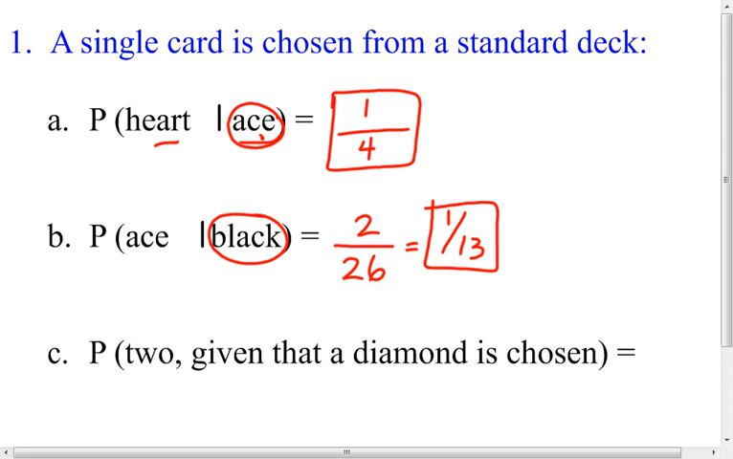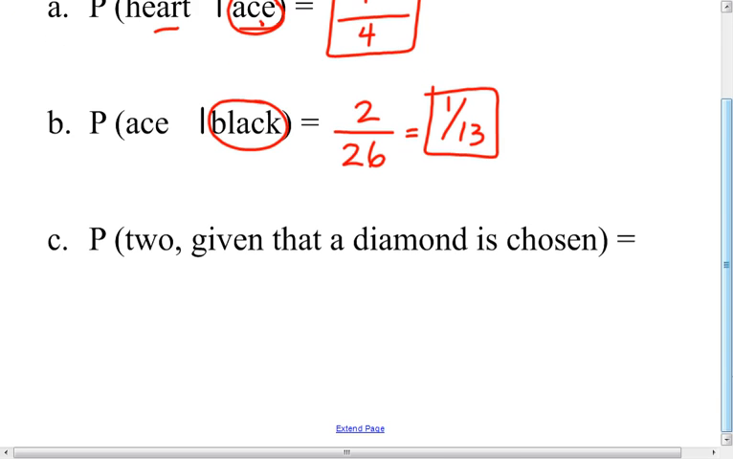Okay, then the probability that you're going to get a 2, given that you have drawn a diamond. So this has to happen first, okay? You've drawn a diamond, that's happened, and now out of those diamonds, what are the chances that you get a 2? Okay, so there's 13 diamonds, and out of those 13 diamonds, only one of them has the number 2 on it. Okay, so 1/13.